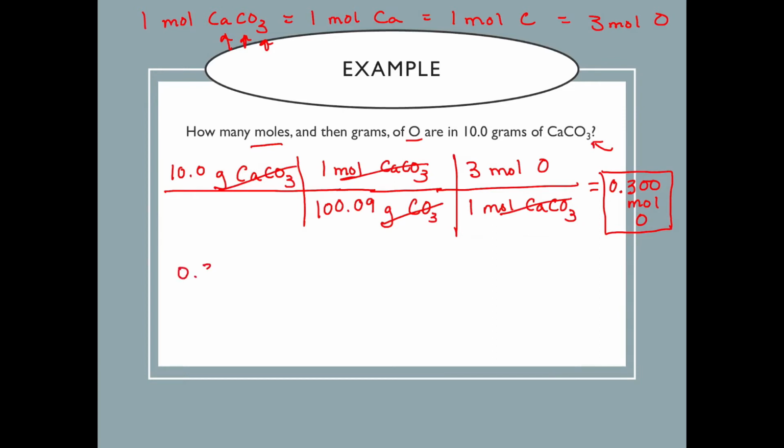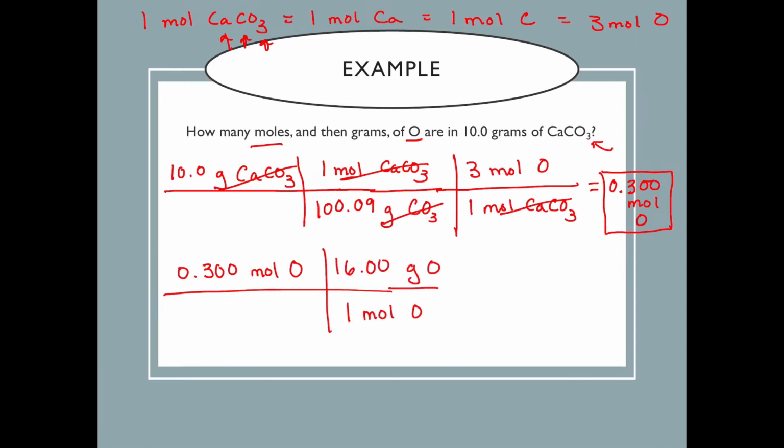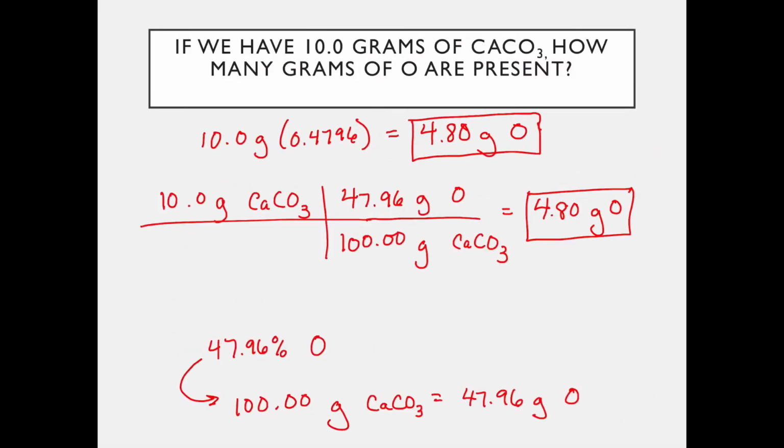And then if we wanted to figure out how many grams of oxygen, we could continue that train track, or I'm just going to start from where we left off, our moles of oxygen, and then we can just use the molar mass of oxygen on the periodic table. And we can figure out, okay, we have 4.80 grams of oxygen. So this is another way of doing that exact same problem, and we're always getting the same answer, right? 4.80 grams, we got 4.80 grams here and here.